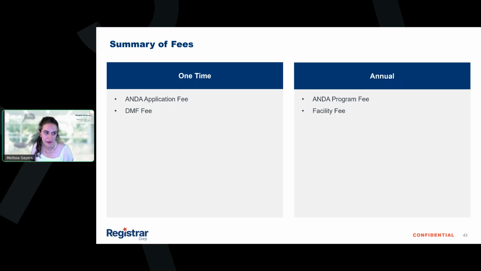So here we have a summary of the fees. The ones that are one-time only are, at the time of submission, the ANDA application fee, and then the DMF fee when first referenced, or if they pay the fee to start the completion assessment. The annual fees under GDUFA are the ANDA program fee, which we'll talk a little bit more about in a moment, and then the facility fees, which are annual for the manufacturers.